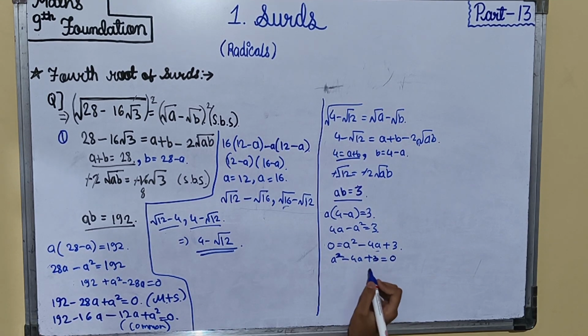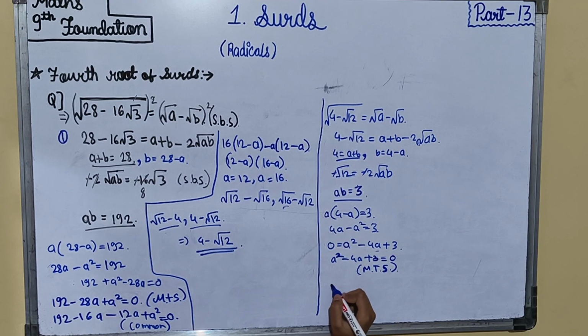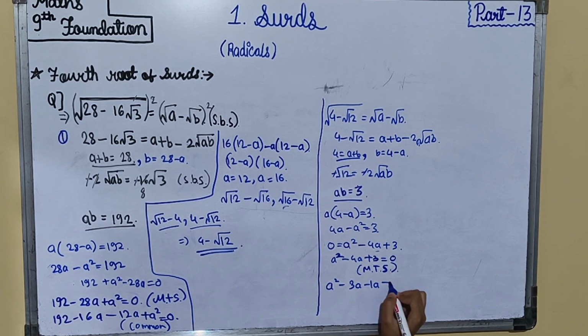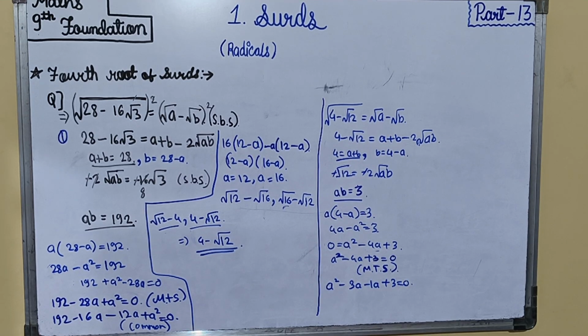Now we will do middle term splitting. So the multiplication of two numbers should be 3 and their addition should be minus 4. So the numbers could be a square minus 3a minus 1a plus 3 is equal to 0.